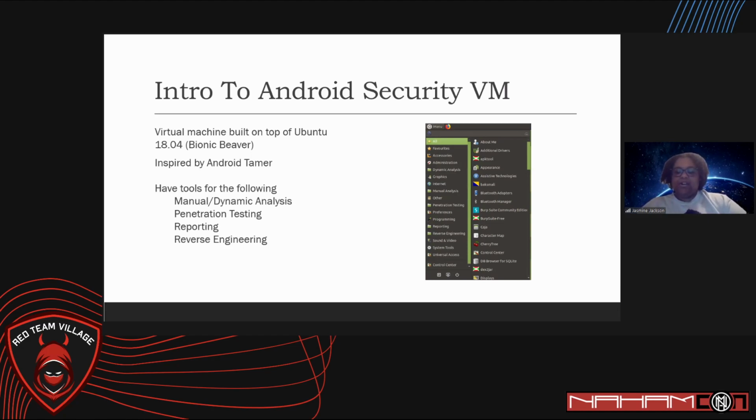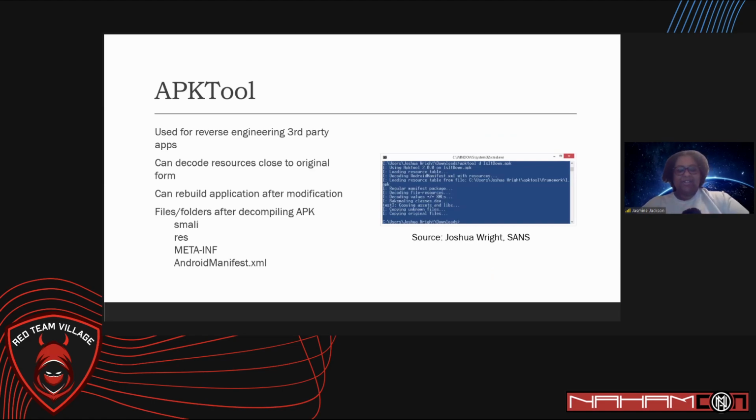Some tools that are in the virtual machine are for manual dynamic analysis, penetration testing, reporting, and reverse engineering. So now let's start talking about some of the tools. So APK tool, what is it? Well, it's a reverse engineering third-party tool that you can use to reverse engineer apps, and you can decode resources to close to their original form. And you can also rebuild applications after modification.